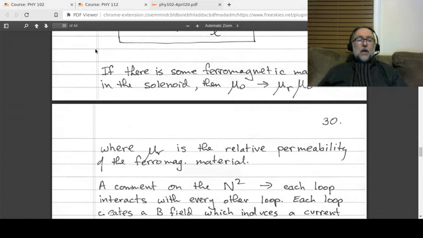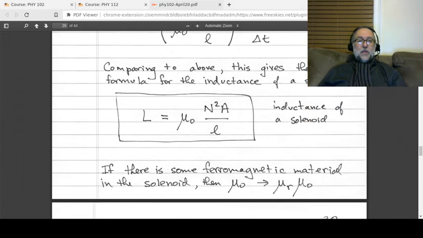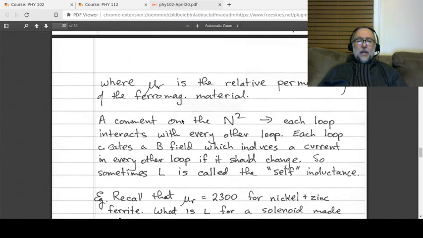Just one comment about this formula. You'll notice this n squared there, and you go, why is it n squared? The reason is that oftentimes inductance is called self-inductance, and you go, why is it called self-inductance? You have to think about it this way: each loop interacts with every other loop. It's like the loops are influencing one another. How? Well, each loop, because it carries a current, creates a B field.